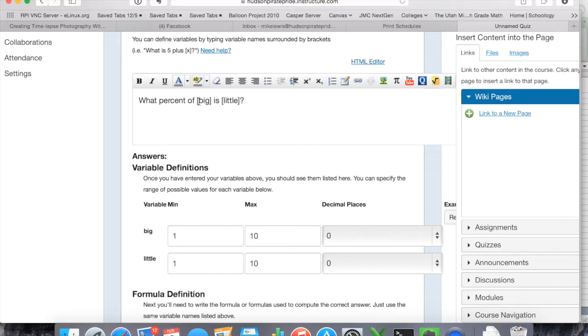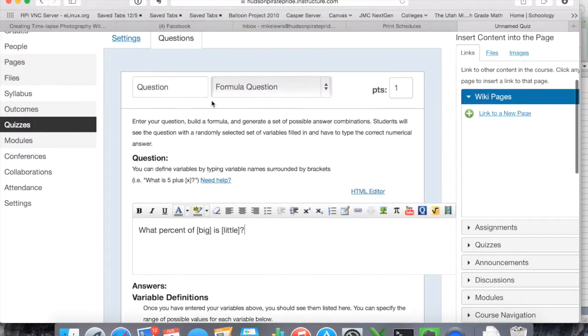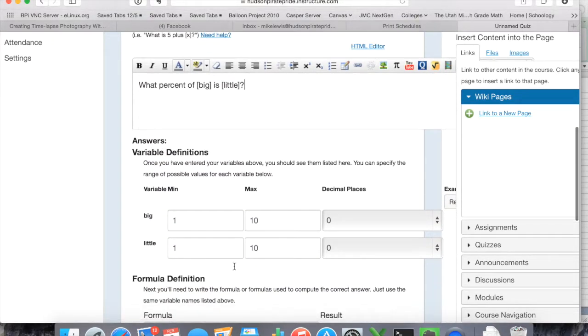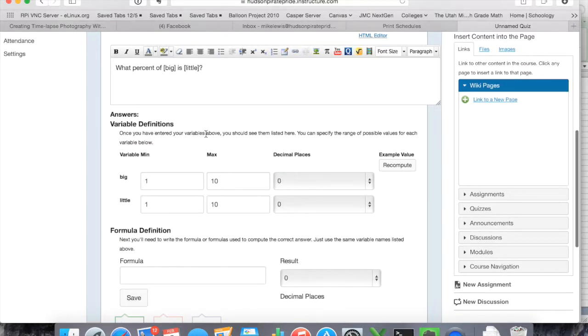And notice as soon as I put something in here with square brackets around it, because I've chosen this formula question, Canvas recognizes those as variables and creates this little section right here. Variable definitions. And so now it shows the names of the variables I've created, big and little, and it asks me to give a range of values that it can use to generate numbers to put into those variables. So by default, it says any variable, it just says I'm going to use numbers from 1 to 10.